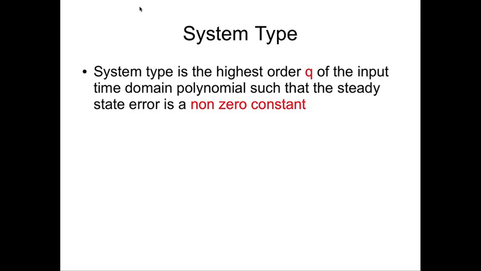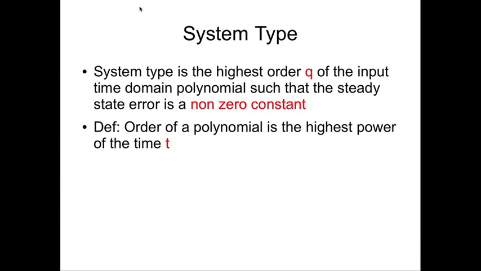System type is another metric to look at the performance of control systems. System type essentially allows you to classify different systems based on how they respond to inputs of different polynomial time polynomial order. So system type is the highest order Q of the input time domain polynomial such that the steady state error is a non-zero constant.